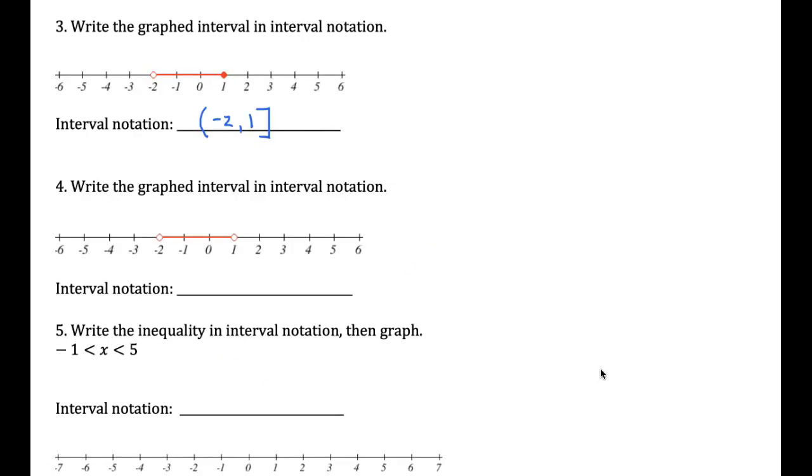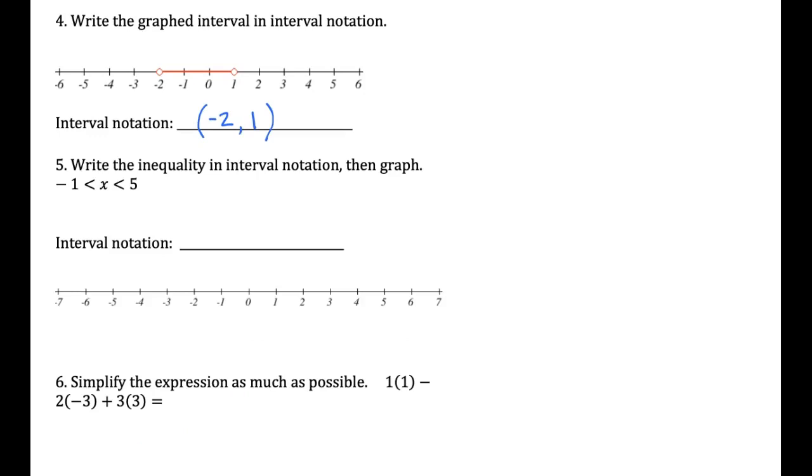Number 4, it goes from -2 to 1, and it doesn't include either one of them. So that means both of them are going to have rounded brackets or rounded parentheses. So it goes from -2 up to 1, and everything in between, that's what the comma stands for. And neither -2 nor 1 are included, so you use rounded parentheses.